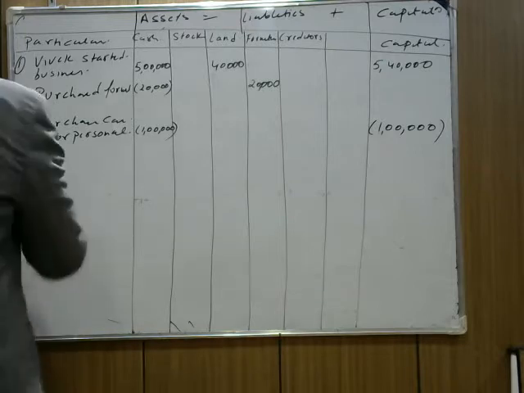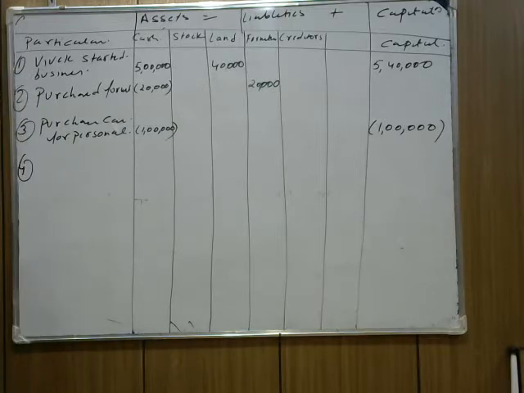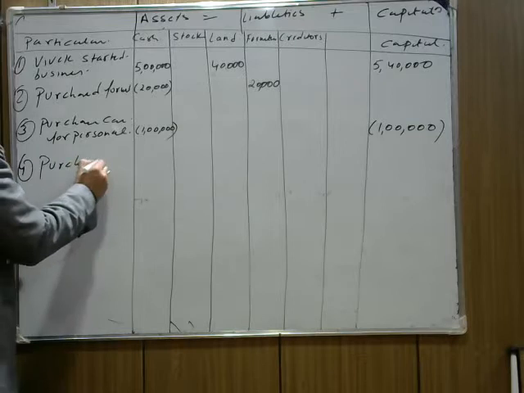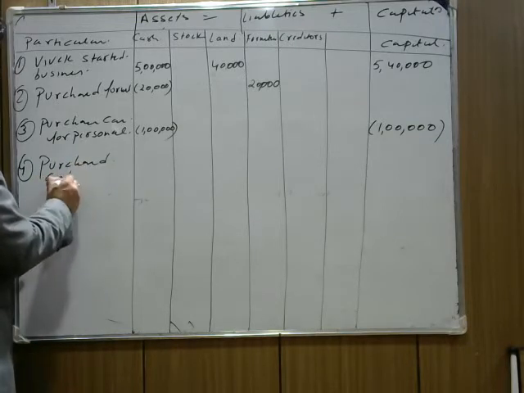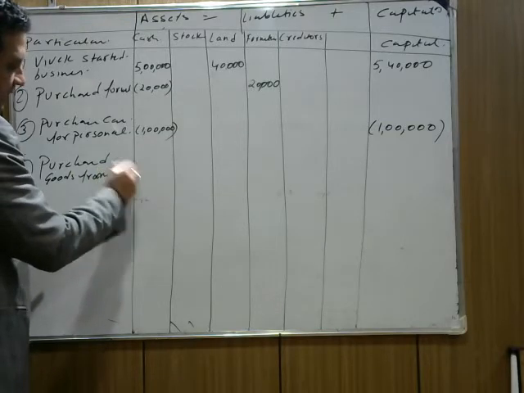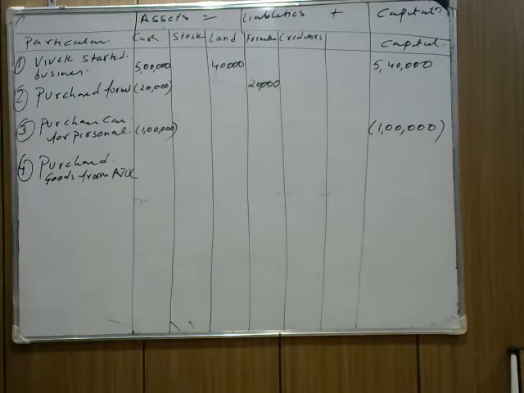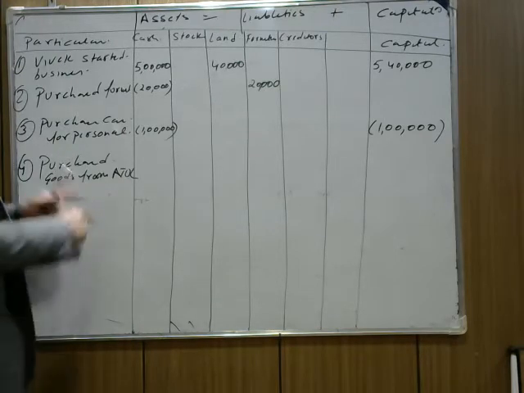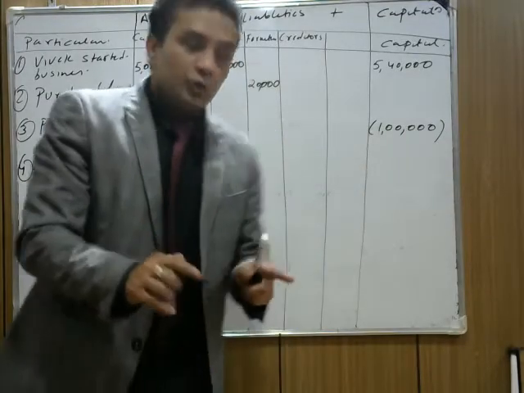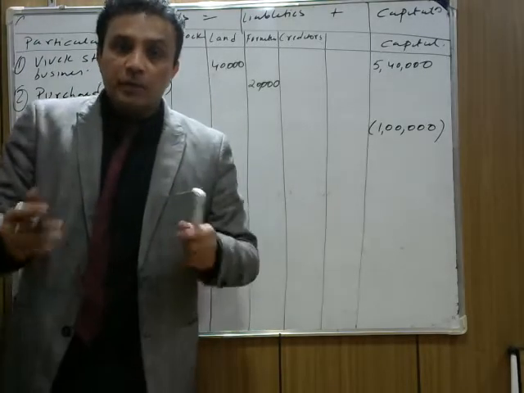Transaction number 4, you purchase goods on credit from Atul. Now when a name is given and nothing is mentioned in terms of cash, it means it's a credit entry. We have purchased goods from Atul. No cash is decreasing because we are not paying in terms of cash. We have purchased on credit.